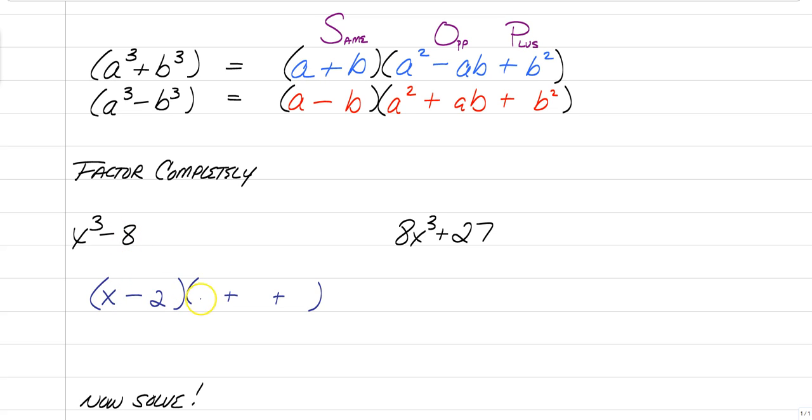Take your first term and square it, put it in the first spot. Take the second term and square it, put it in the last spot. Multiply 2 times x, and you're done. That's it. You are finished. You cannot go any further. This cannot be factored. All you have to do is use the pattern, and you will be good to go. So why don't you pause the video and try the next example on your own. Click play when you're ready.